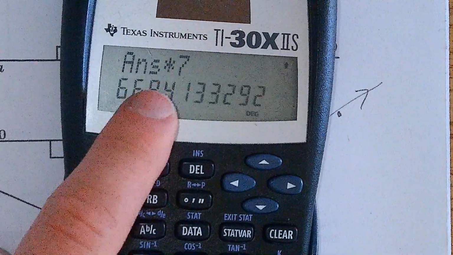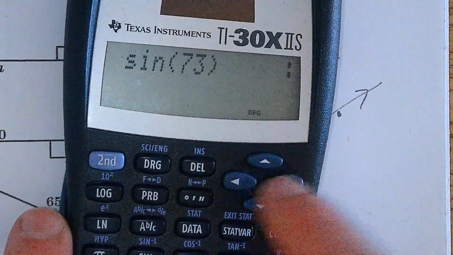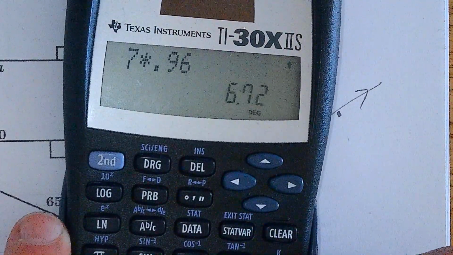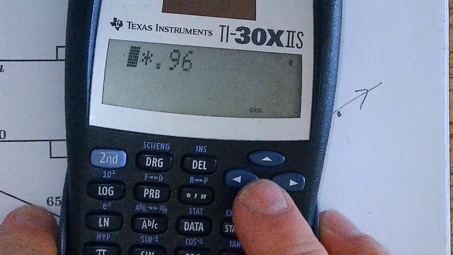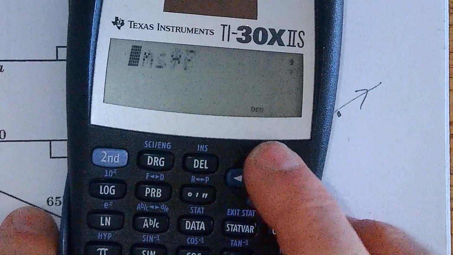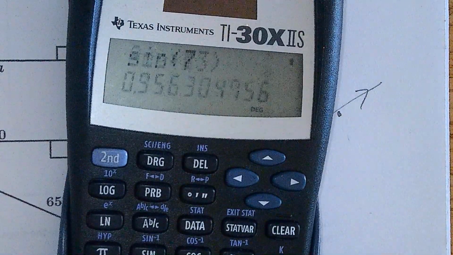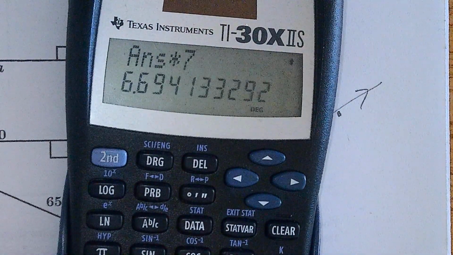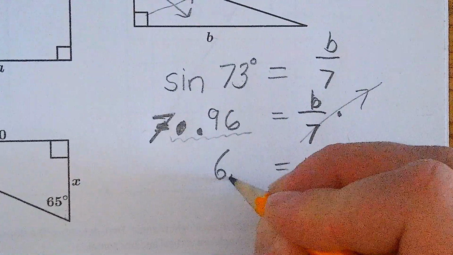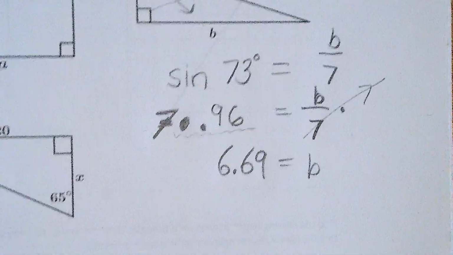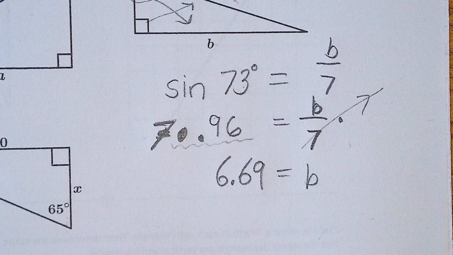Answer times 7, 6.69. Compare that to our earlier answer, 6.72. Compare that to our later answer, 6.69. 6.69 is more accurate. So, use that one. All right. Oh, yep, that's it.